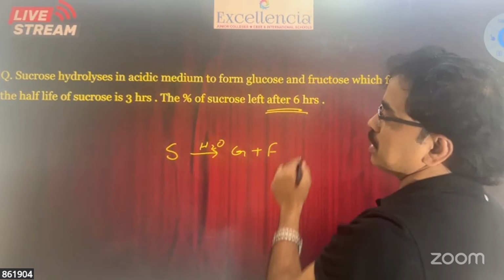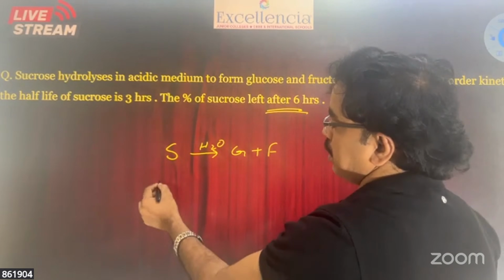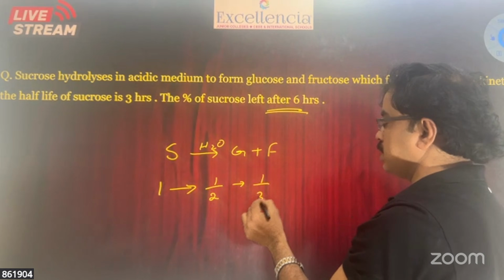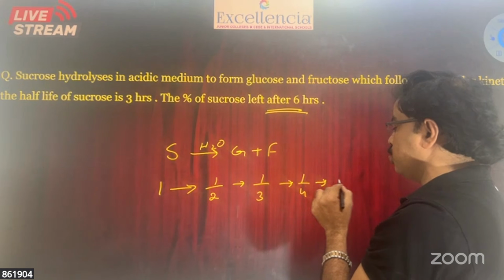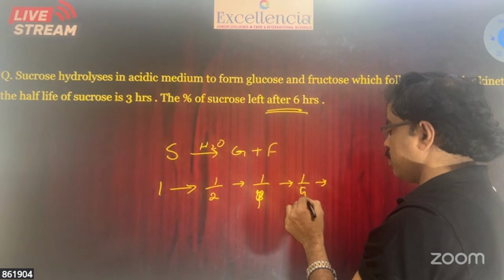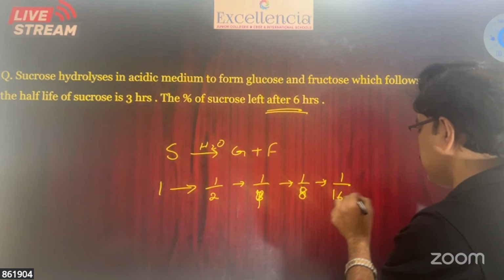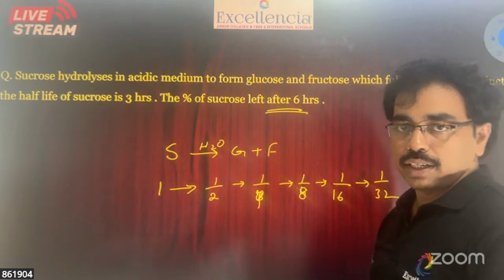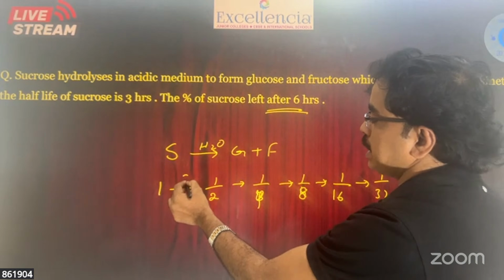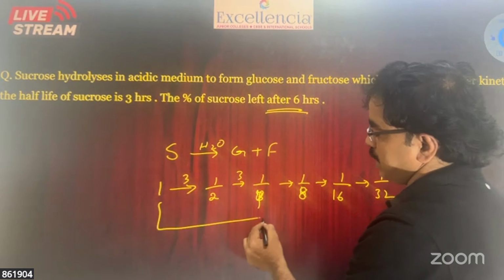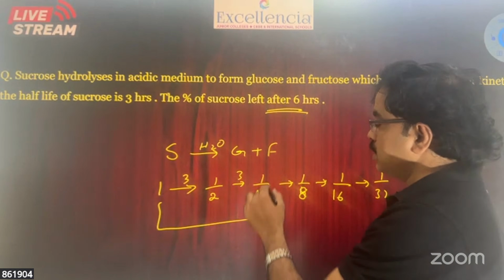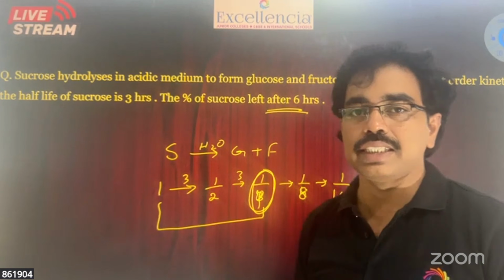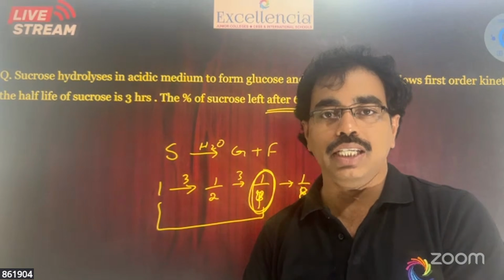The total time is 6 hours, and the half life is 3 hours. So the amount becomes 1 by 2, 1 by 4, 1 by 8, 1 by 16, 1 by 32, and so on, that is 1 by 2 power n, for n half lives. The half life is 3 and 3. So when 6 hours is completed, the remaining amount of sucrose is 1 by 4, which is the easiest method, or simply we can say the illiterate method.